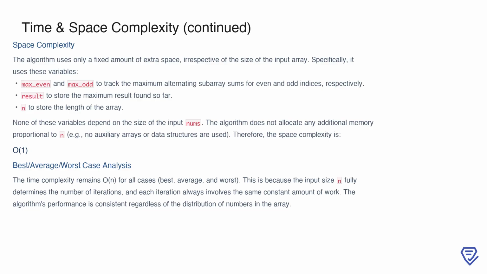Furthermore, the time complexity remains consistent at O(n) for all cases: best, average, and worst, since the number of iterations is strictly determined by the size of the input, and each iteration involves the same constant amount of work. The algorithm's performance is robust and unaffected by the specific distribution of values in the array.